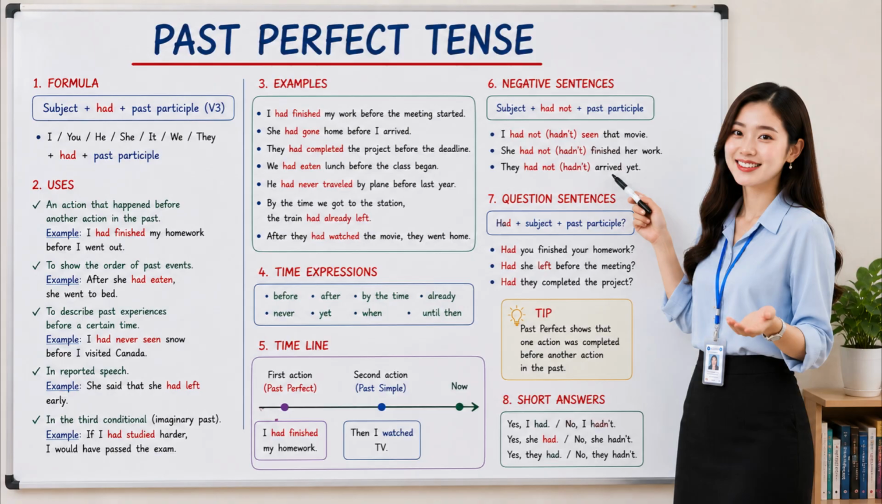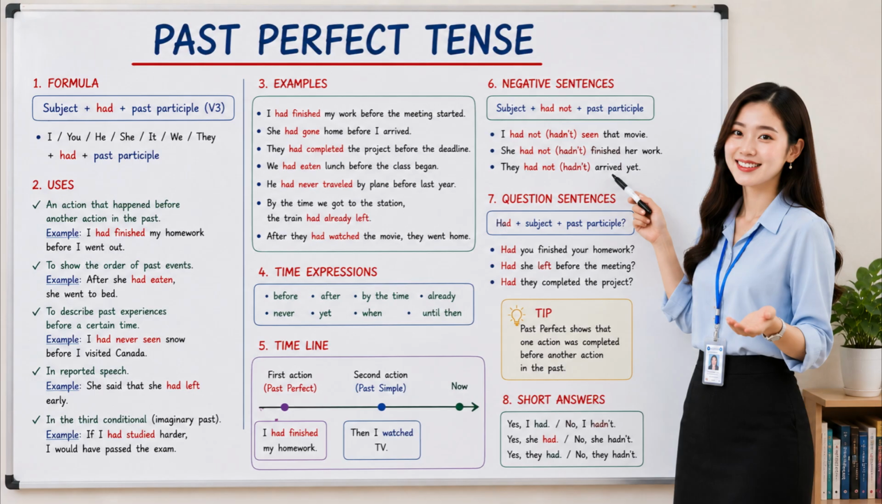Remember that learning grammar takes practice. Try creating your own sentences using the past perfect tense and words such as before, after, by the time, and already. You can write about your daily experiences, memorable events, or even stories from books and movies. The more you practice, the more confident you will become.